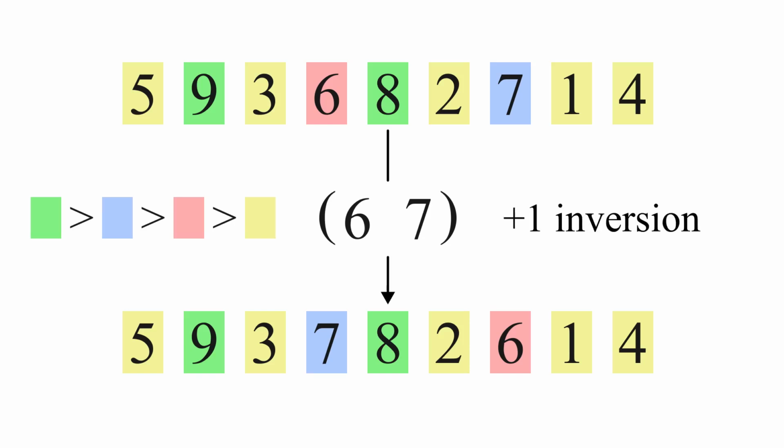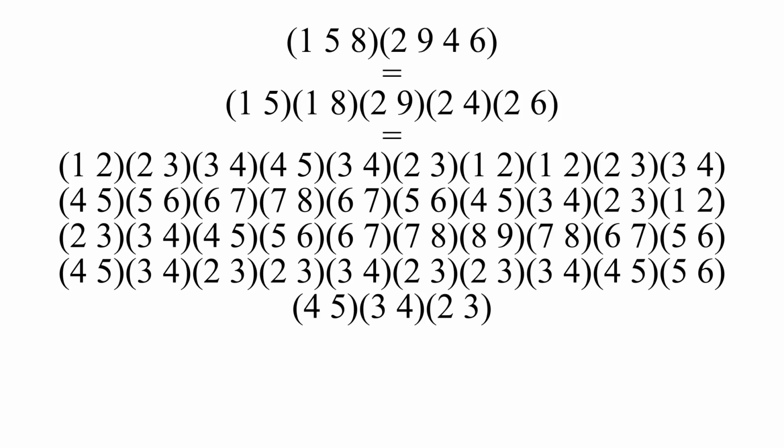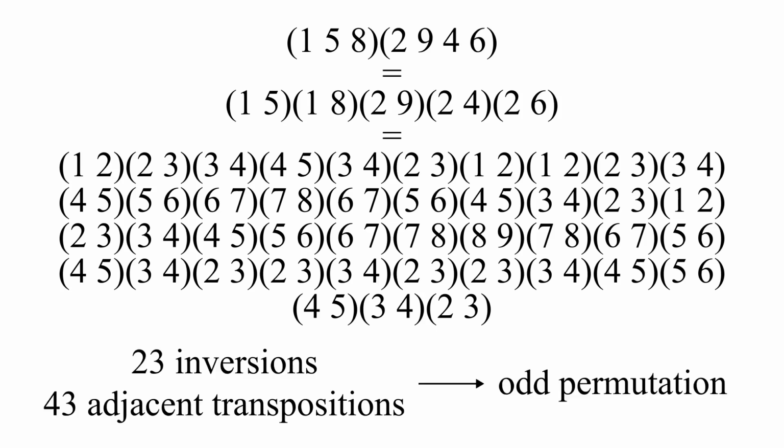If the smaller one is in front before the swap, then the swap creates one inversion. If the larger one is in front before the swap, then the swap removes one inversion. In any case, the parity of permutation changes. Now we can decompose any permutation into adjacent transpositions. Since each additional adjacent transposition always changes the parity, the parity of the number of adjacent transpositions is the same as the parity of the permutation. Note that parity is a property of a permutation, not one of its decompositions. So it doesn't matter how one decomposes a permutation.